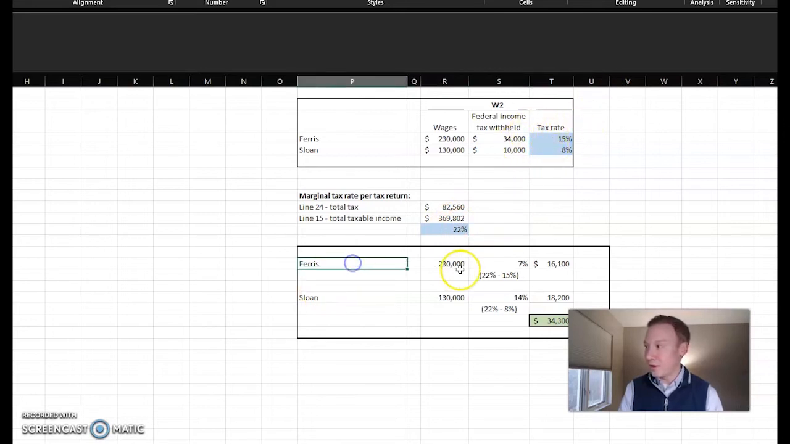So if we look at Ferris, we take the 22%, what he should be withholding, minus what he is withholding, and you take his total taxable income, right, of $230,000. The difference between these two percentages is 7%, so 230 times 7%. This is how much he's under withholding. Do the same with Sloan. This is what she's under withholding, and this is what they owe, and this is kind of like a back of the envelope calculation. Now let's go to the W-4 form.